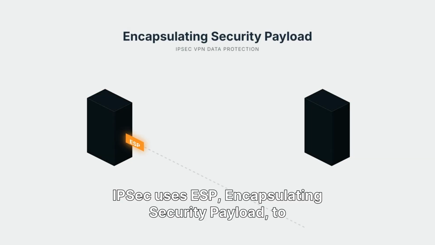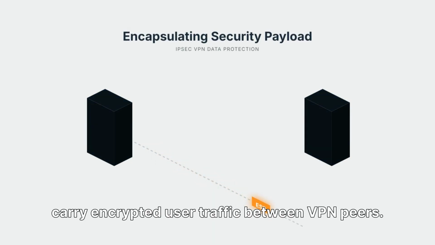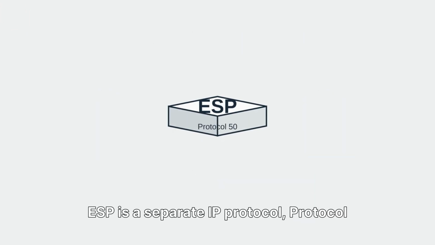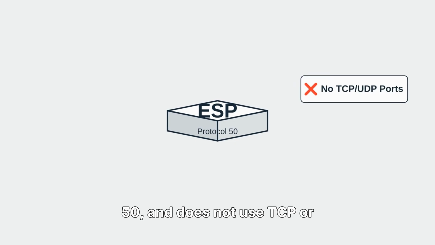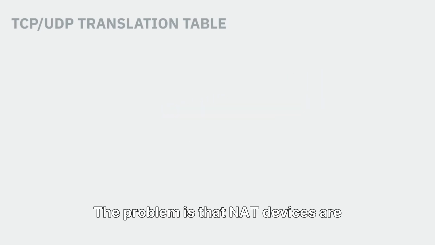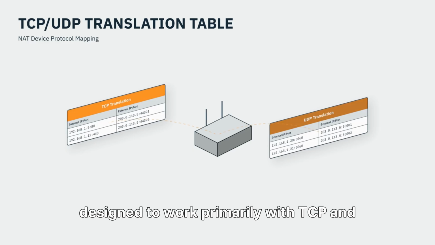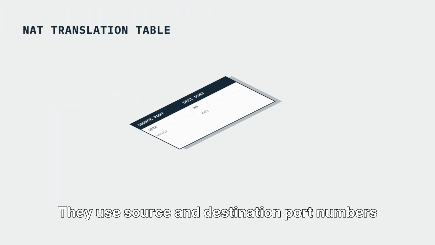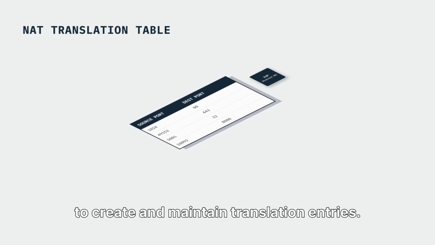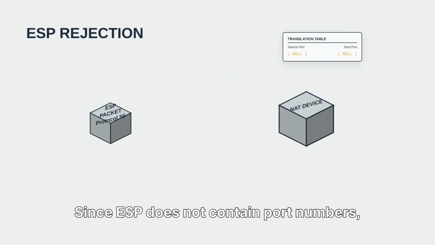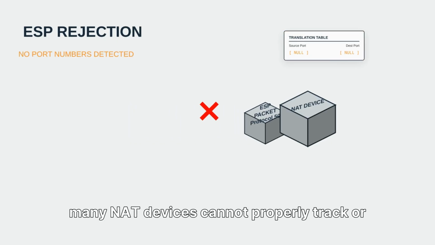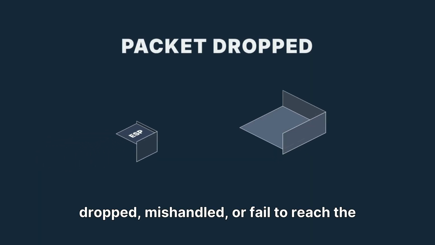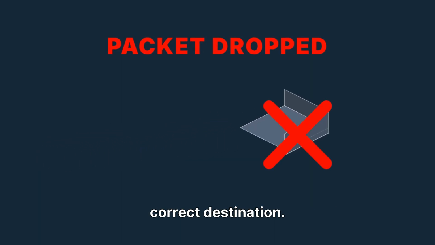IPSec uses ESP, Encapsulating Security Payload, to carry encrypted user traffic between VPN peers. ESP is a separate IP protocol, Protocol 50, and does not use TCP or UDP port numbers. The problem is that NAT devices are designed to work primarily with TCP and UDP traffic. They use source and destination port numbers to create and maintain translation entries. Since ESP does not contain port numbers, many NAT devices cannot properly track or translate ESP traffic. As a result, ESP packets may be dropped, mishandled, or fail to reach the correct destination.